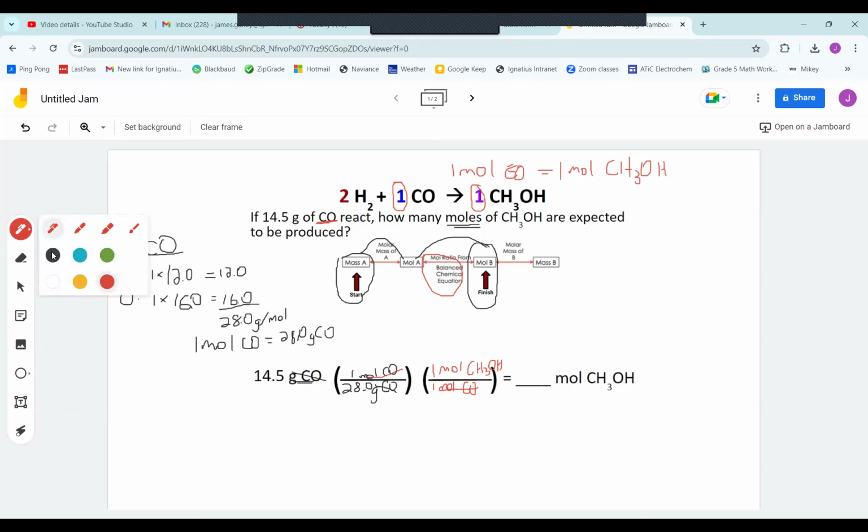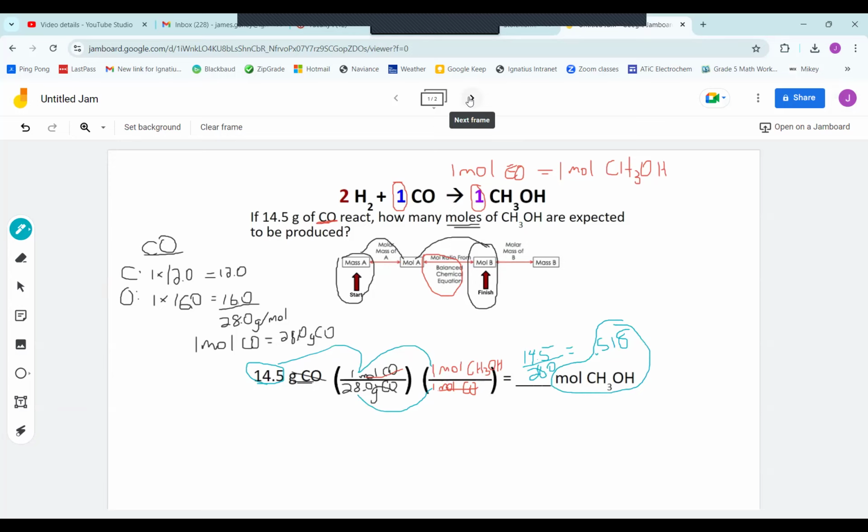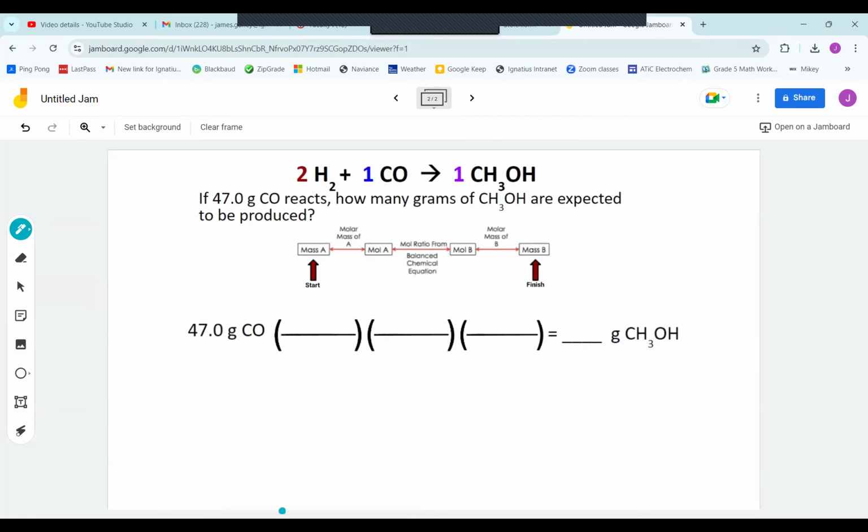Now for the fun part, I want you to multiply 14.5 times 1 times 1, and then multiply 28 times 1, and divide 14.5 by 28, and that should give us our answer in the unit we need, moles of CH3OH, and we get 0.518 moles of CH3OH. So there's quite a bit of work in a stoichiometry problem, and this one involved 2 steps. We can get even tougher ones, like this one.